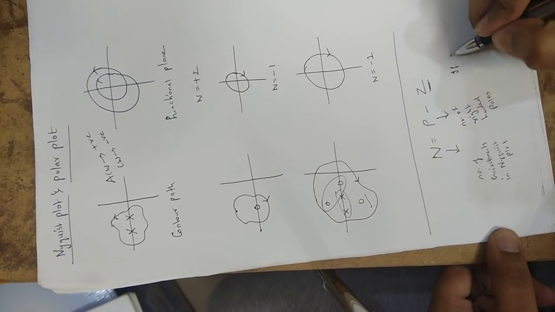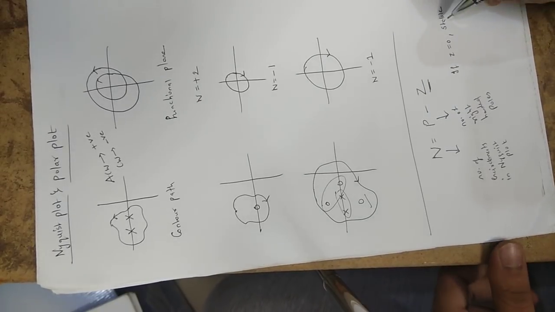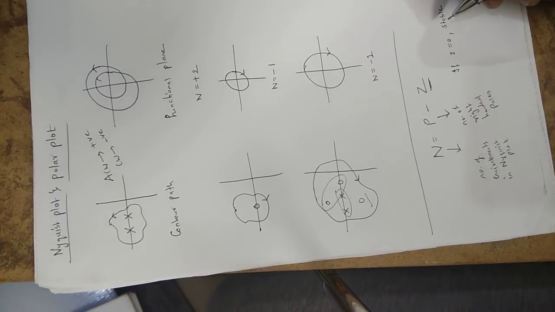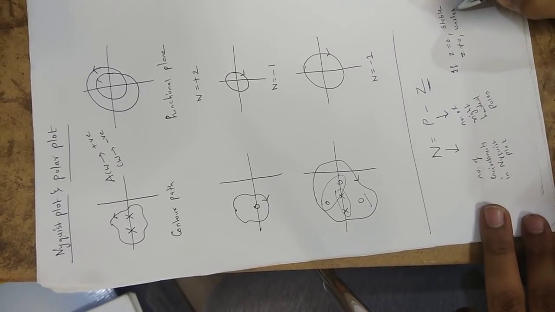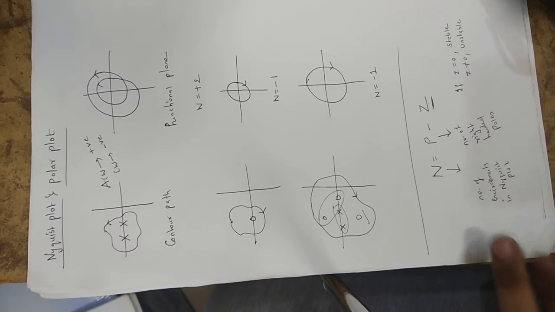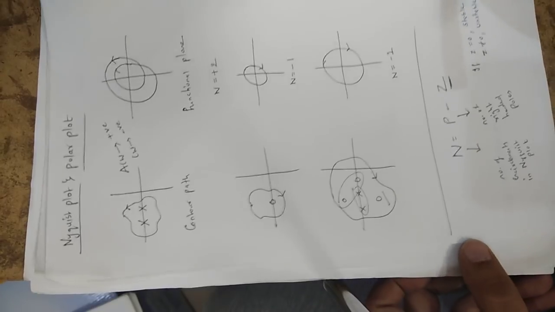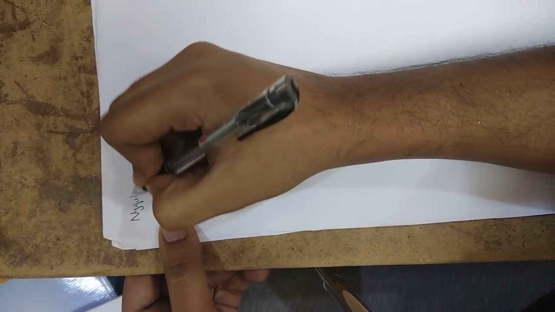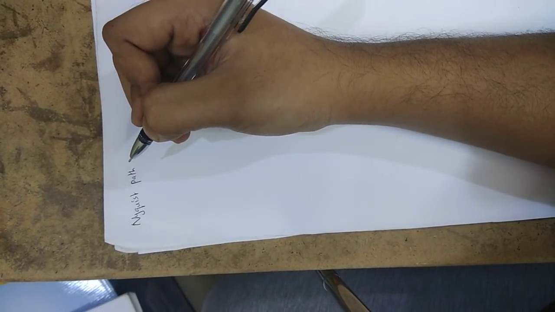If z is equals to 0, the system is stable, the given characteristic equation or transfer function is stable. If z is a non-zero, then the given thing is unstable. This is known as Nyquist stability criteria. And now let us discuss the important part of this Nyquist plot and polar plot, that is Nyquist path. See, there is a difference between Nyquist path, Nyquist plot.